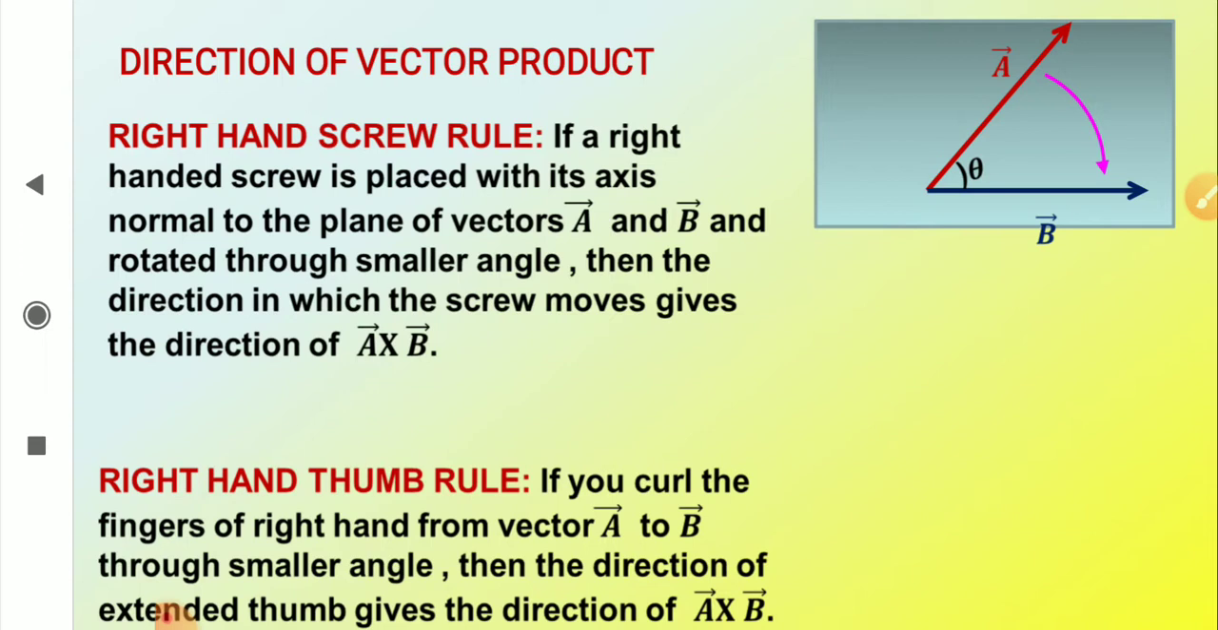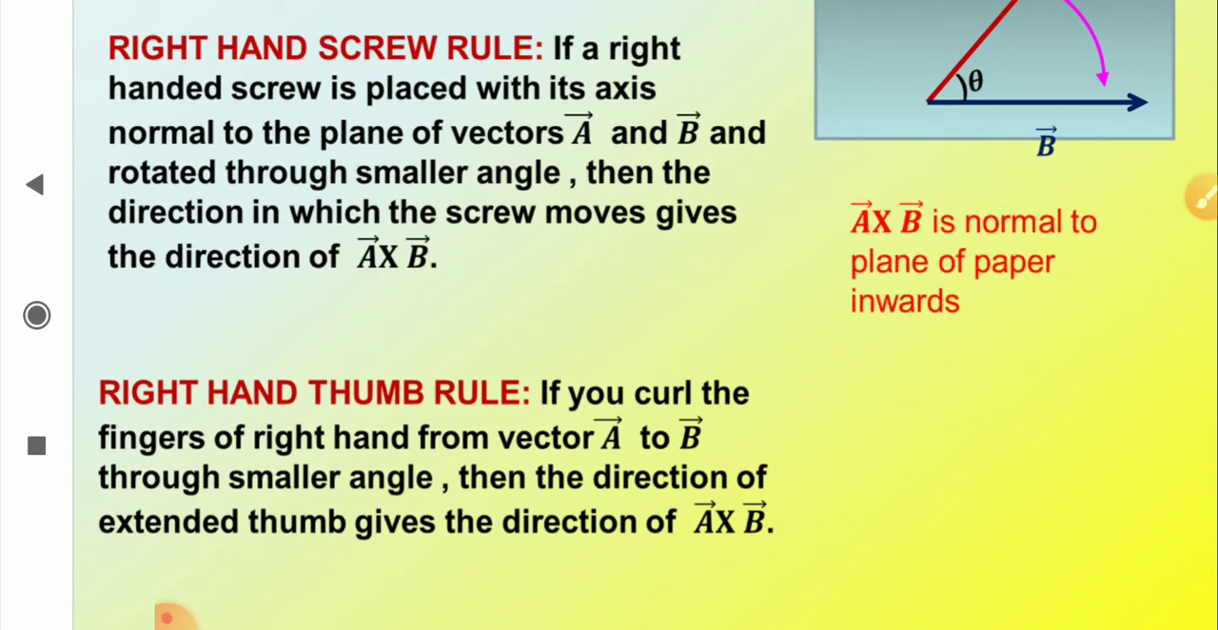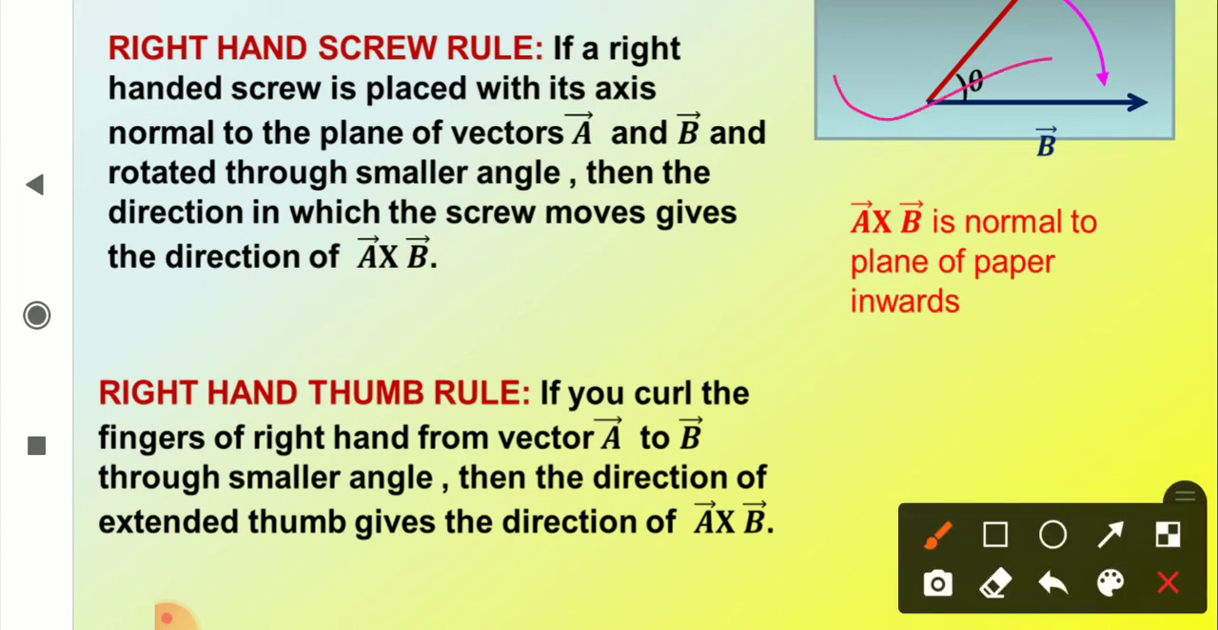this plane of paper and inwards. So A cross B is directed inwards. और अगर मैं फिंगर्स को B से A की तरफ कर्ल करूँ तो मेरा थंब बाहर आता है. That means the direction of B cross A is outwards. So here A cross B is normal to the plane of paper and inwards.